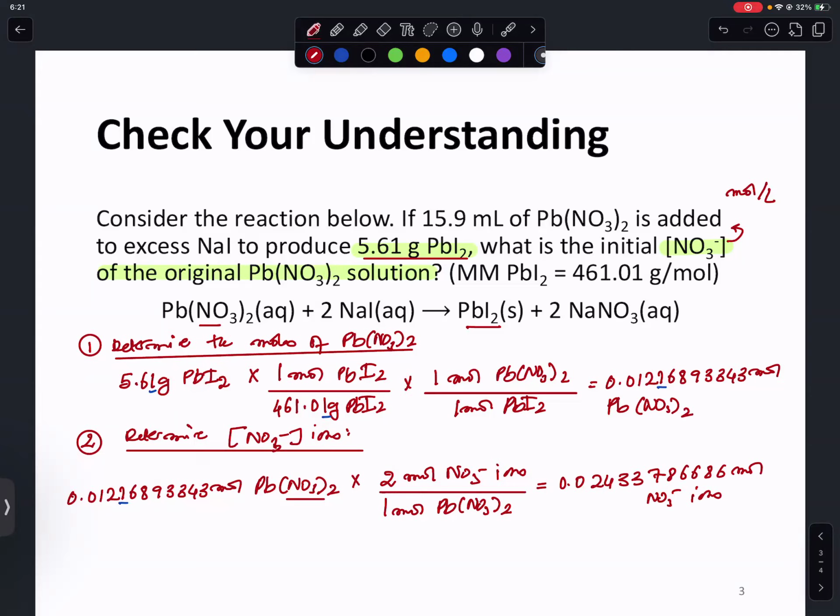Okay, now again, let's track our sig figs. These are exact, so infinite sig figs, infinite sig figs. So we have still 3 sig figs right here.